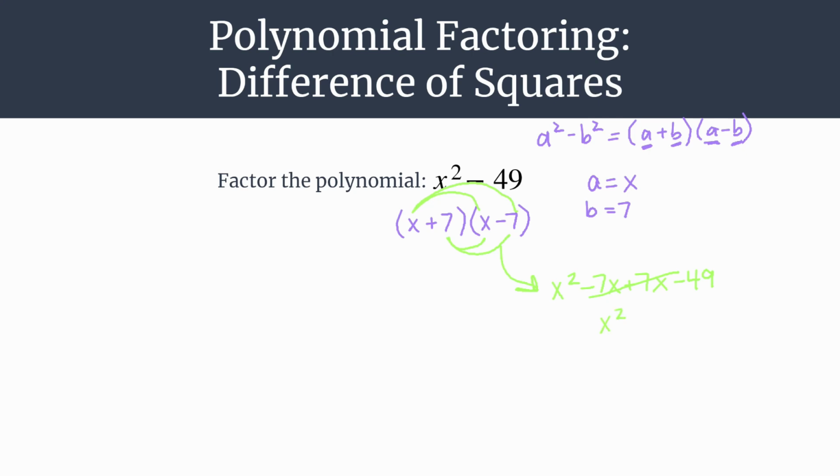And in fact, that does multiply to give us back our original polynomial. So we know that our factoring is correct. The correct factoring is right here in the box, x plus 7, x minus 7.